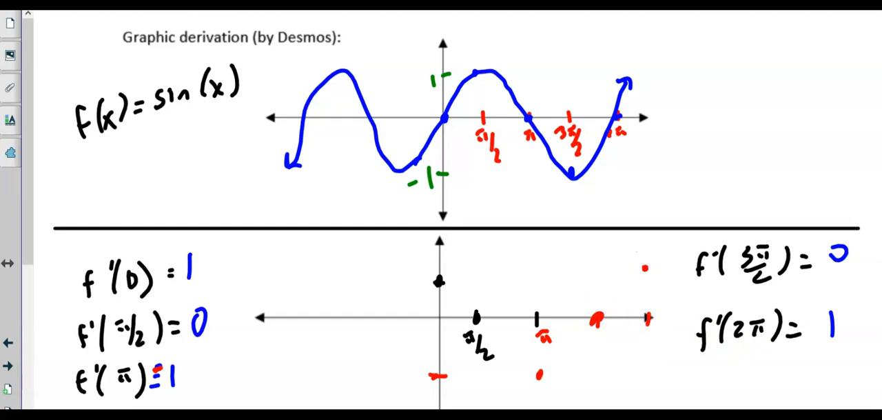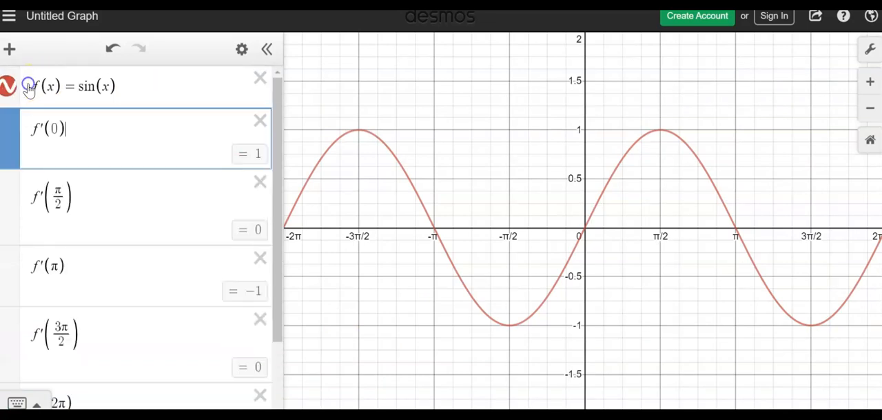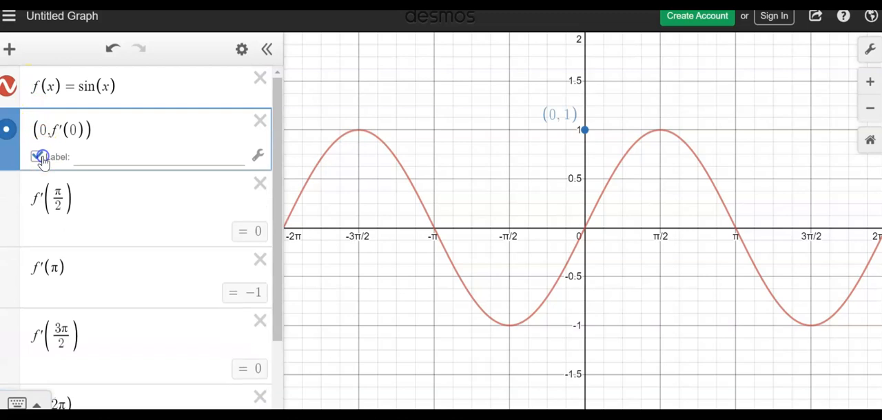Hey, this looks familiar to me. This doesn't look like sine of x. This looks like cosine x. Let's see. I'm going to plot everything super quickly on Desmos. Again, if I went too fast, rewind, please. All right, let's do this one.